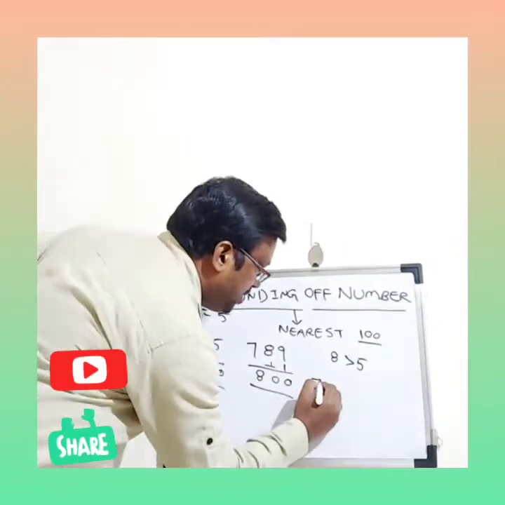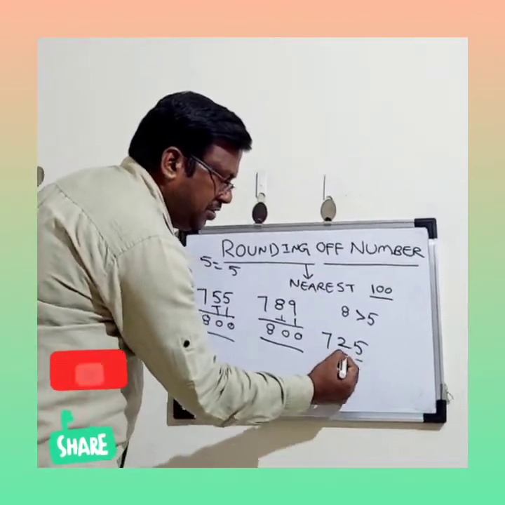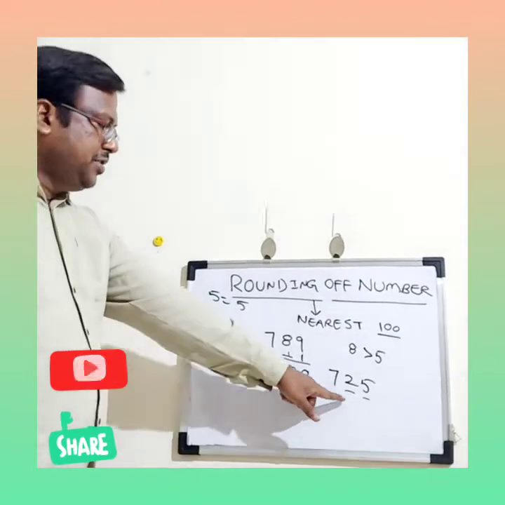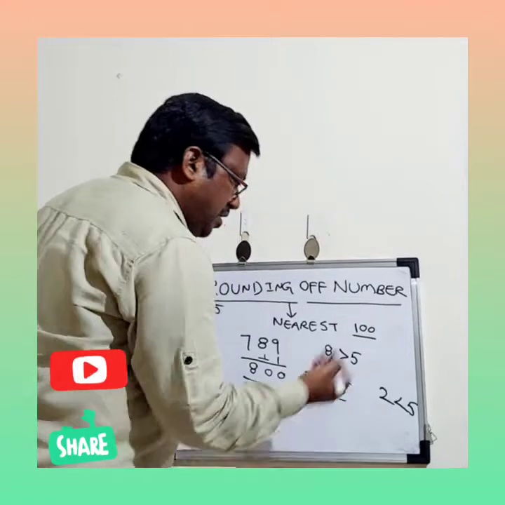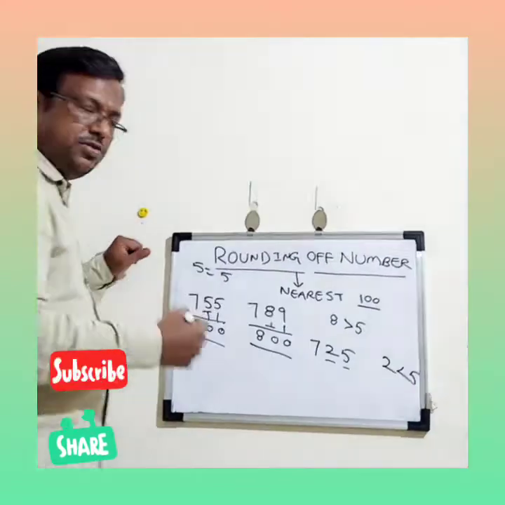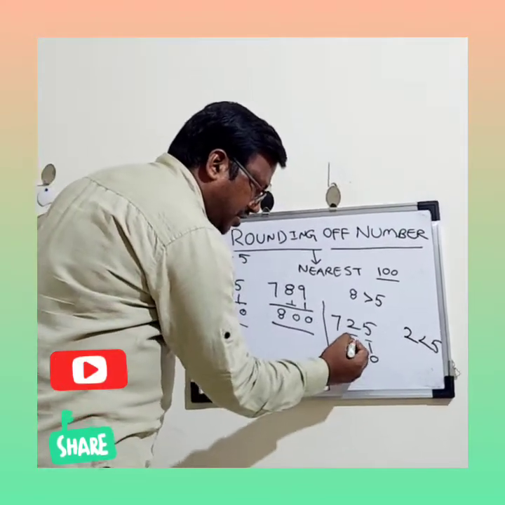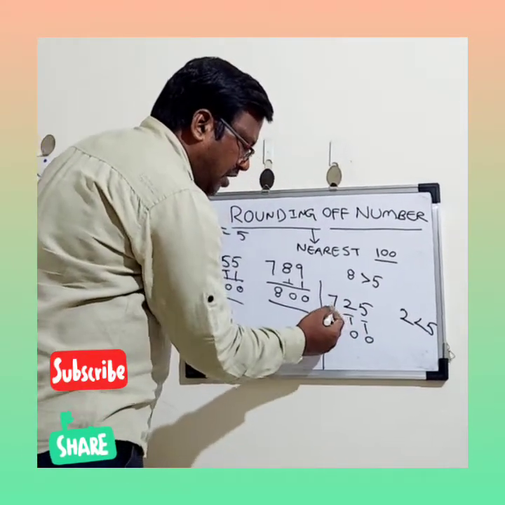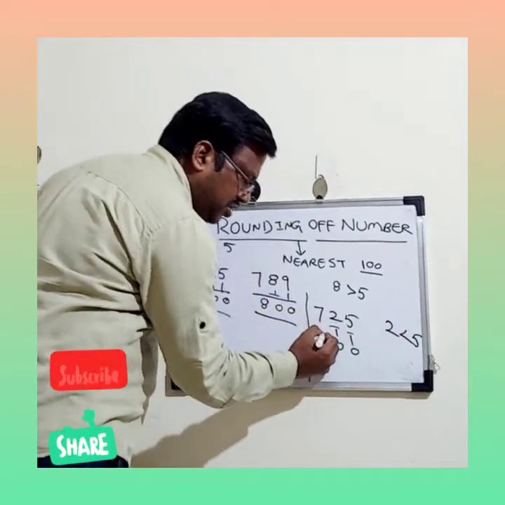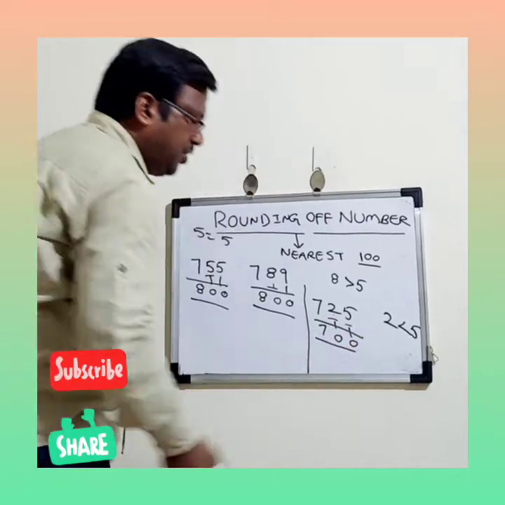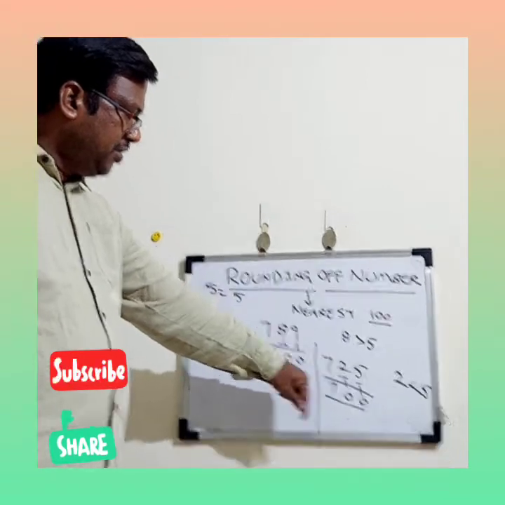For example, 725. What is the tens digit position? This is the unit, this is the tens digit position. What is the tens digit? That is 2. 2 is less than 5. In this case, what is the nearest 100 number? Just replace the unit digit and the tens digit with 0, and here we should not add anything, because the tens digit is less than 5. So just keep the same number. That is the logic. So what is the nearest 100 number for 725? That is 700.